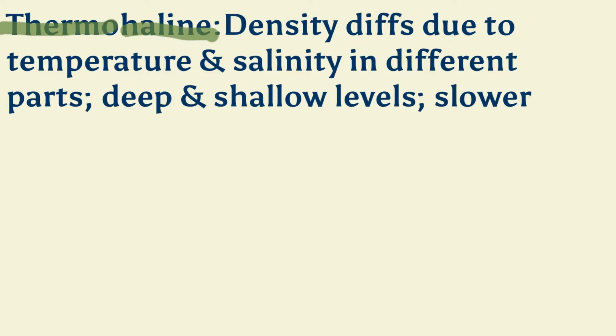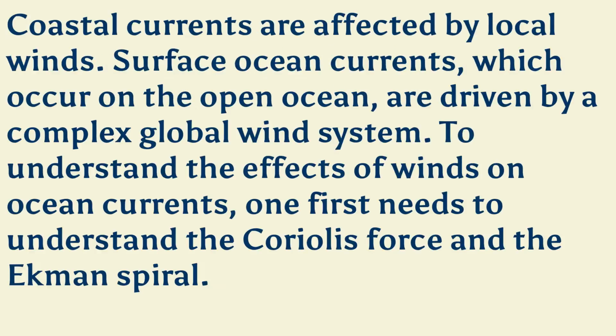We actually have another lesson that's going to be talking about deep ocean currents. We'll talk more about the thermohaline circulation. Coastal currents are affected by local winds. Surface ocean currents, which occur on the open ocean, are driven by a complex global wind system. To understand the effects of winds on ocean currents, one first needs to understand the Coriolis effect and Ekman's spiral.